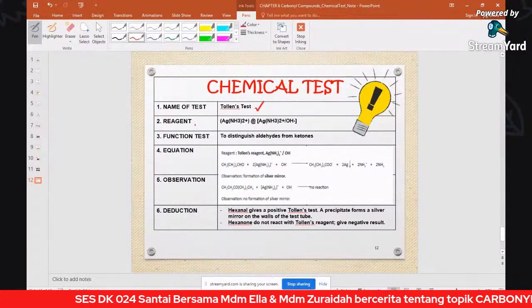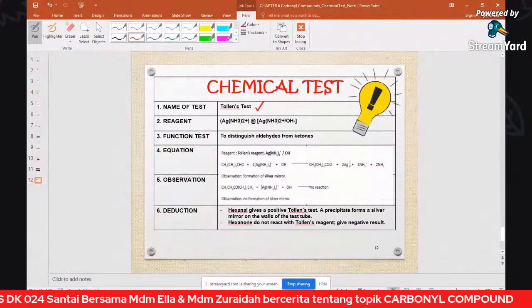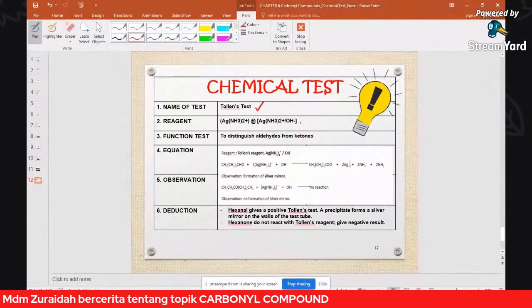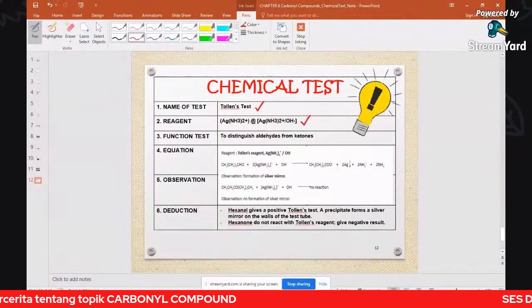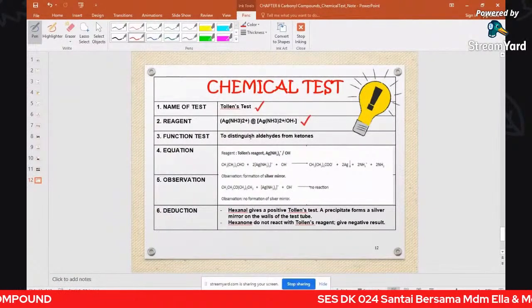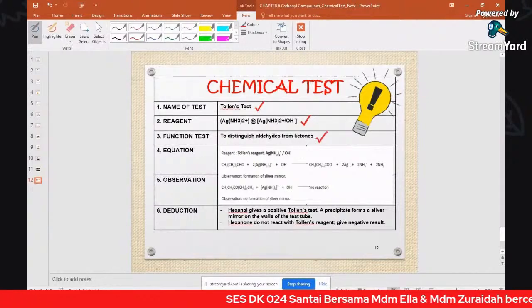Reagent. The reagent we use, the medium, the condition. Dia panas ke, sejuk ke, alkaline ke, basic atau acidic medium, kita kena tahu lah. Function of test. Contohnya Tollens test, function to distinguish aldehyde from ketone.